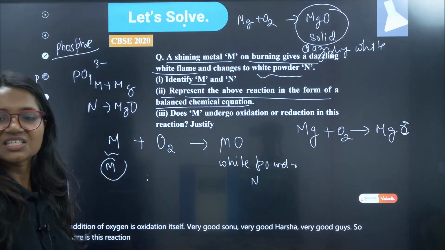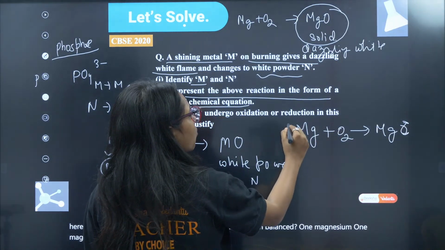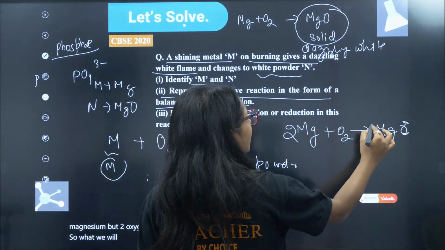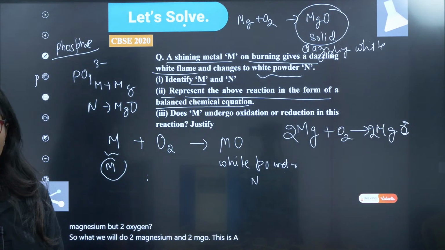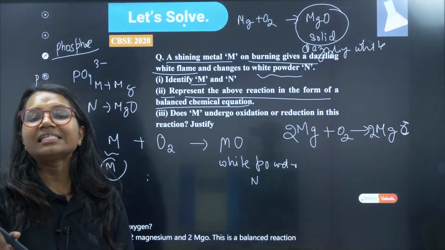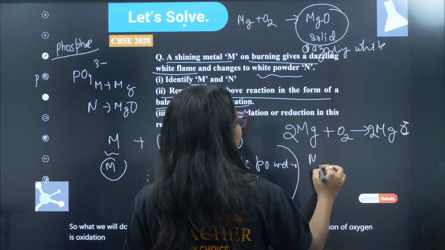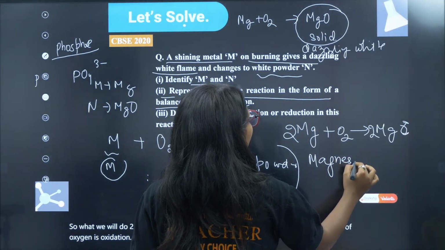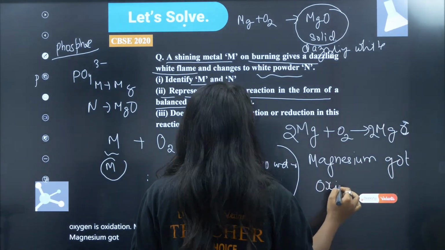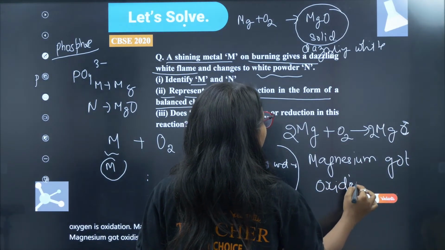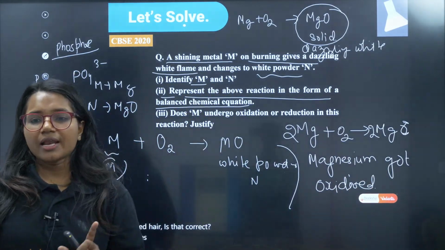So here, is this reaction balanced? Can you tell me? One magnesium, but 2 oxygen. So what we will do? 2 magnesium and 2 MgO. This is a balanced reaction now. Addition of oxygen is oxidation. Magnesium got oxidized here. Is that correct? Yes. Does M undergo oxidation or reduction?